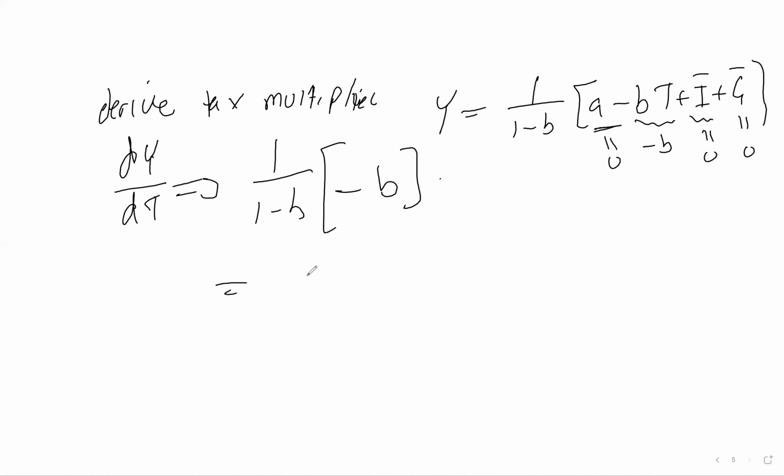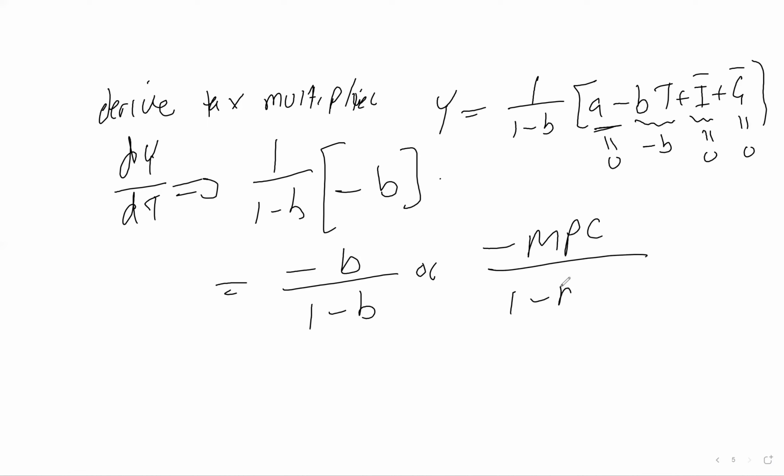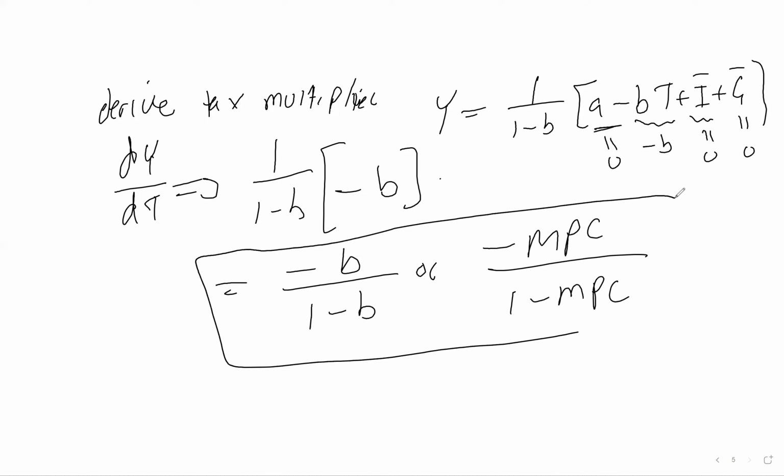So the way we write it is equal to minus b over 1 minus b. Or you can write this as minus marginal propensity to consume over 1 minus marginal propensity to consume. So both of these answers are acceptable. And that's your tax multiplier for a government in terms of tax.